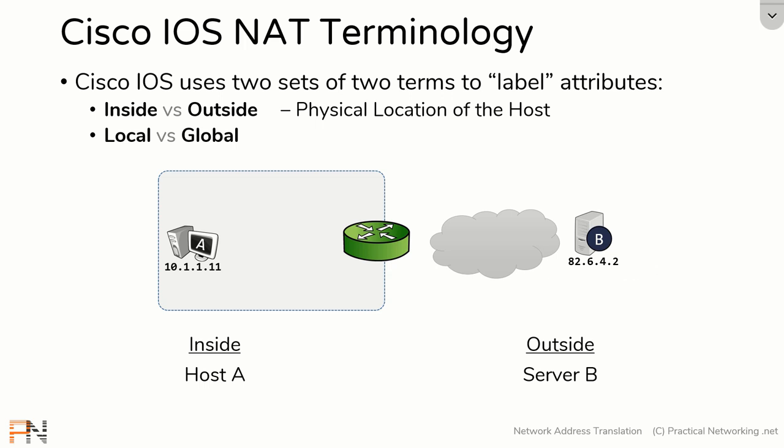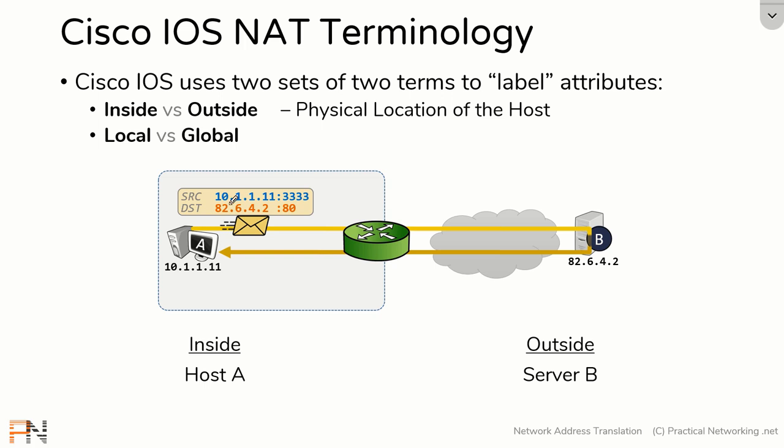Now, if we shoot a packet between host A and server B, when we send that packet from host A, it would look something like this. It would have a source IP address of 10.1.1.11, that's host A's IP address, and a source port of 3333, again, randomly selected by host A. And it would have a destination IP address of server B, 82.6.4.2, and this is a port 80 request, so this is probably an HTTP packet. Either way, when this packet hits the router, if the router is doing network address translation, certain attributes in that packet are going to change. Most commonly, the source is going to change. Notice 10.1.1.11 port 3333 was translated to 73.8.2.11 port 3333.